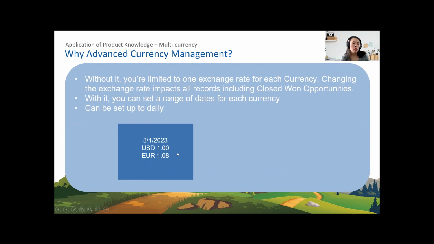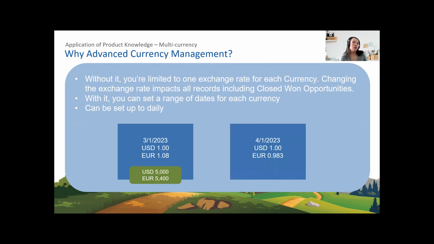If we were to close an opportunity in 5,000 US dollars, it would convert to 5,400 euros. If we have an exchange rate dated for the 1st of 2003, and the euro converts to 0.983 instead, if we close and win an opportunity, then our euro would be 4,915 instead.